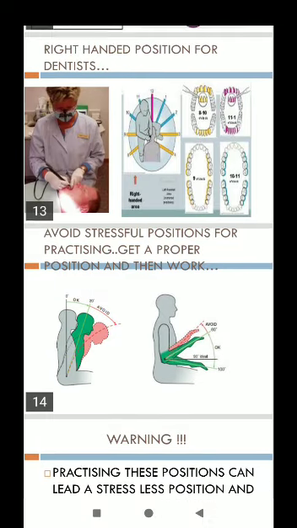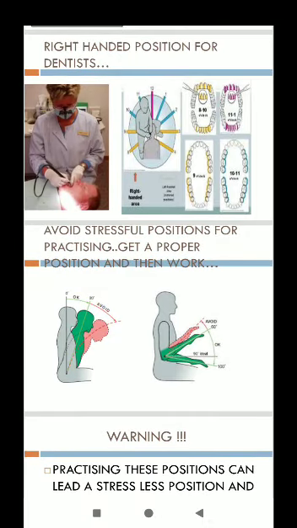So you can see excessive leaning into the patient's mouth or excessive leaning onto the patient's face is not applicable. You should never lean over the patient's face. Coming to the hand position, it should be kept parallel and 90 degrees to the floor, and avoid excessive moving of your arm or excessive stressing your arm.